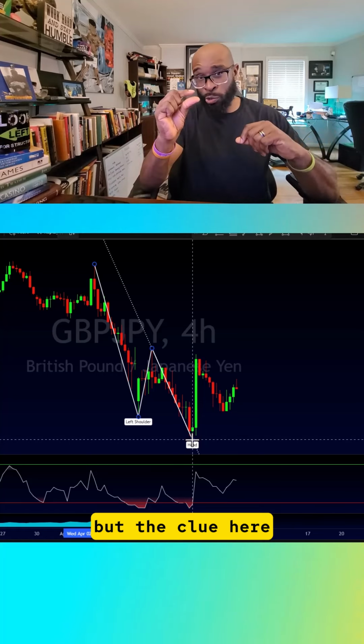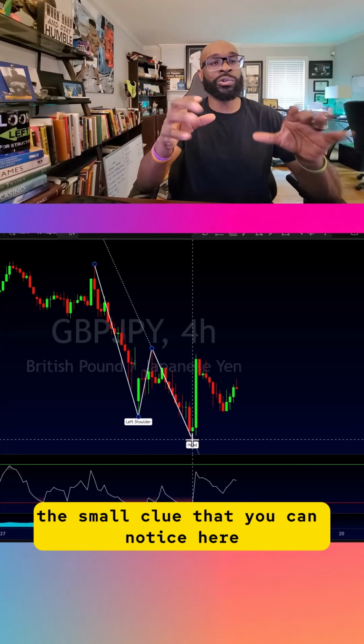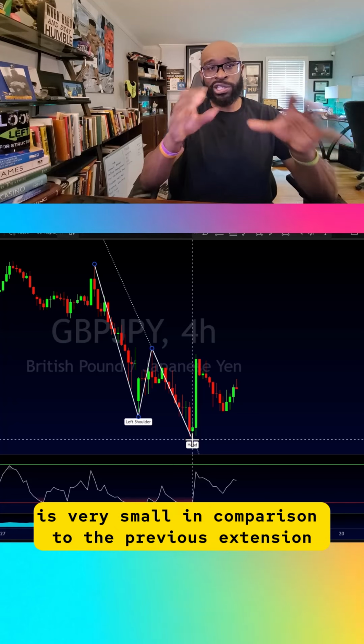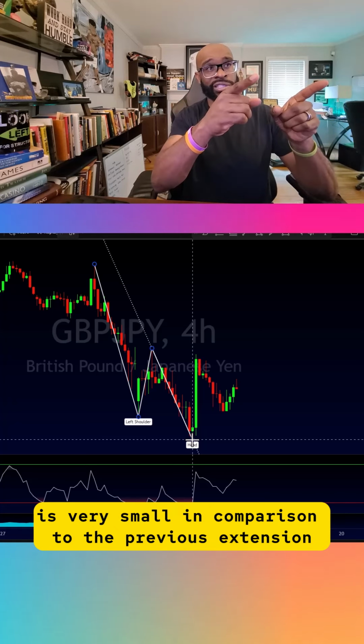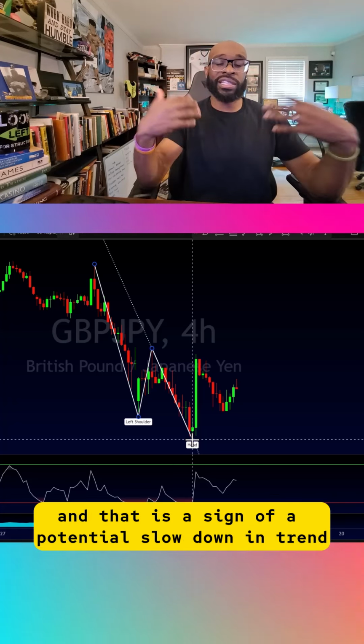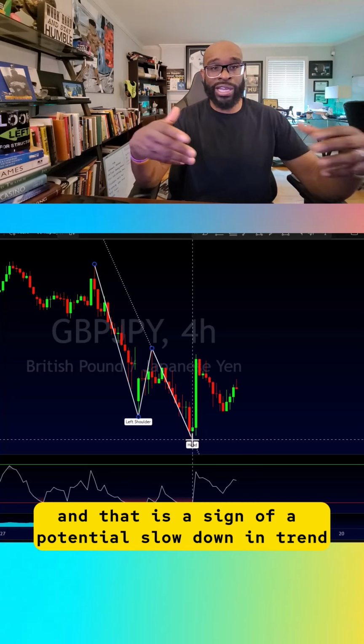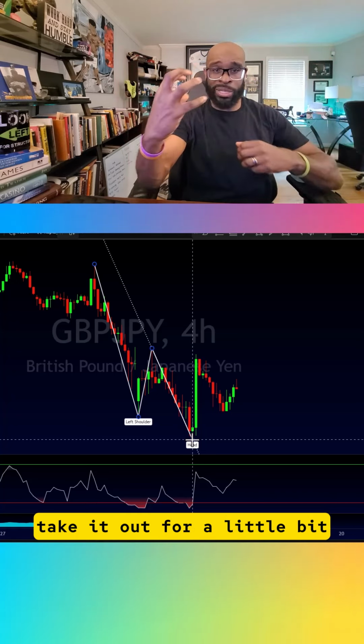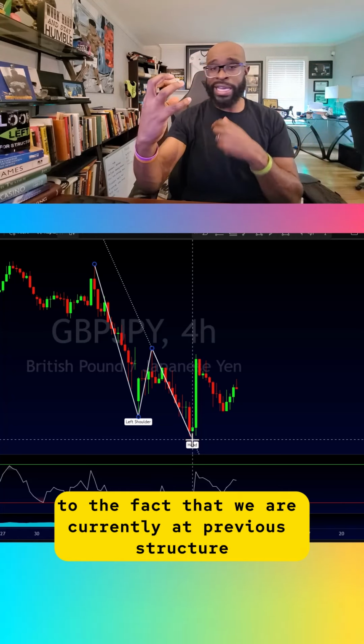But the clue here, right? The small clue that you can notice here is that this most recent extension is very small in comparison to the previous extension, which was very large. And that is a sign of a potential slowdown in trend. We can also add that, right? Take the thing I told you to put in the back of your brain, take it out for a little bit, to the fact that we are currently at previous structure.